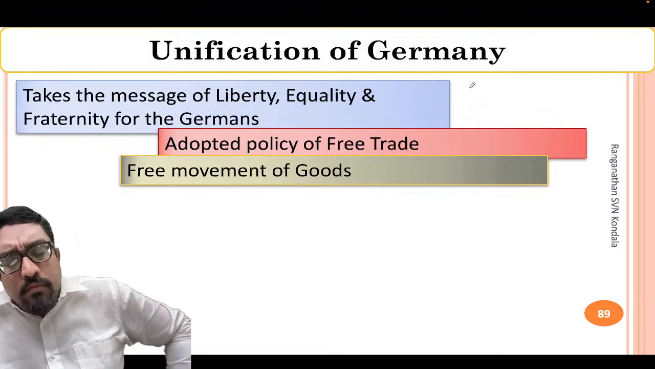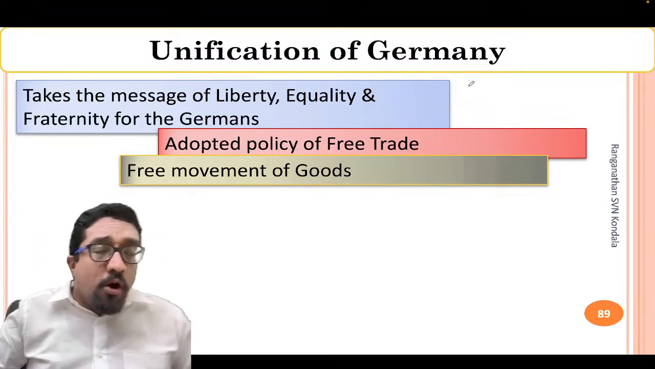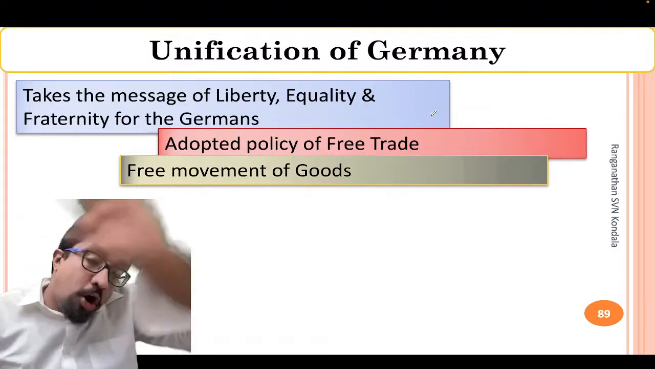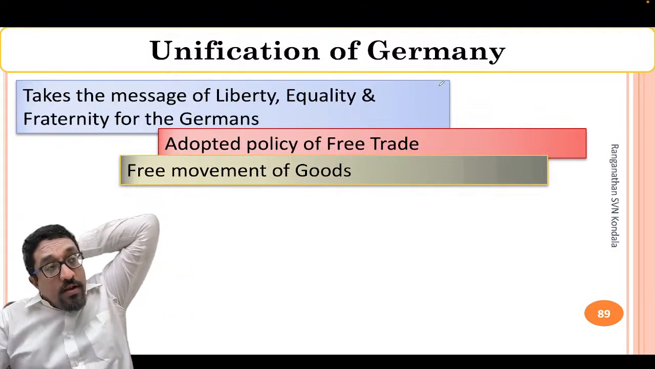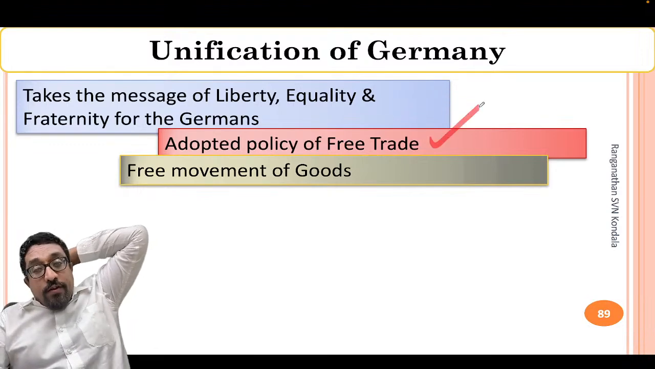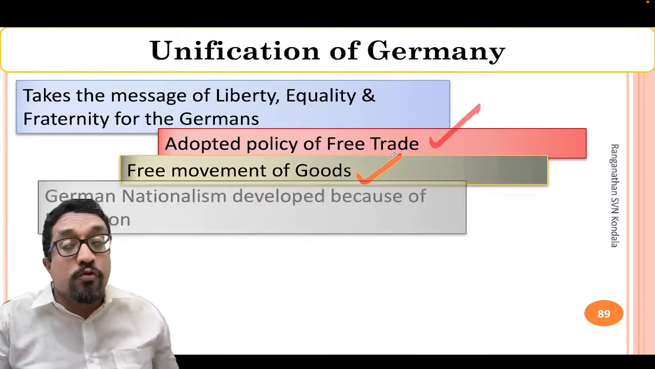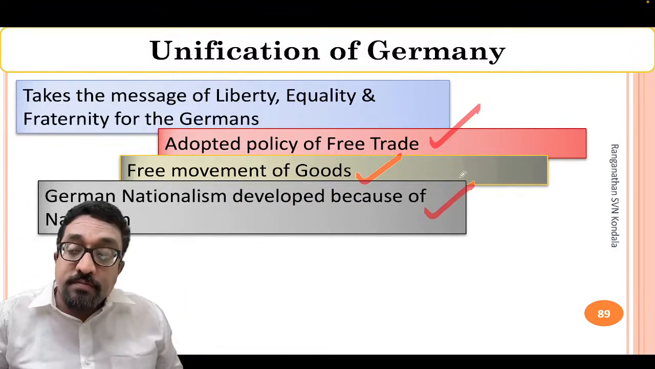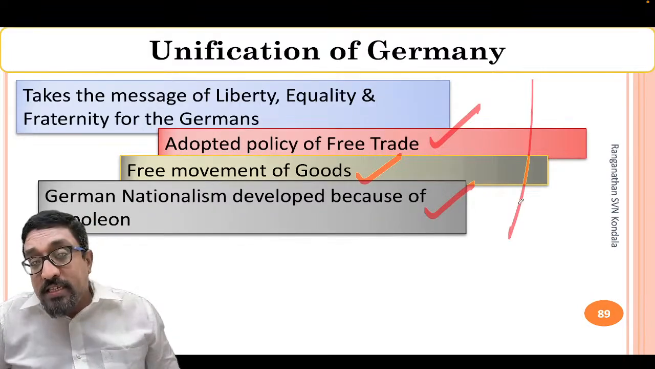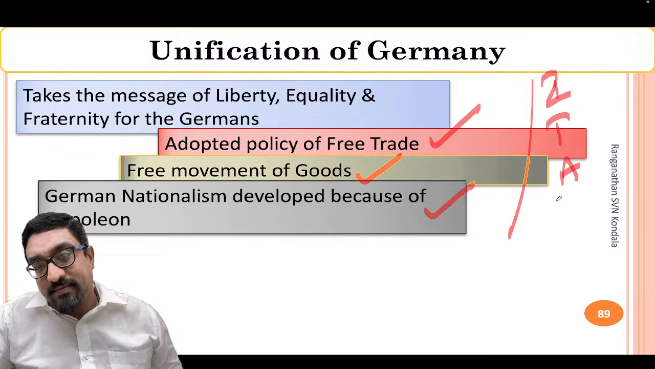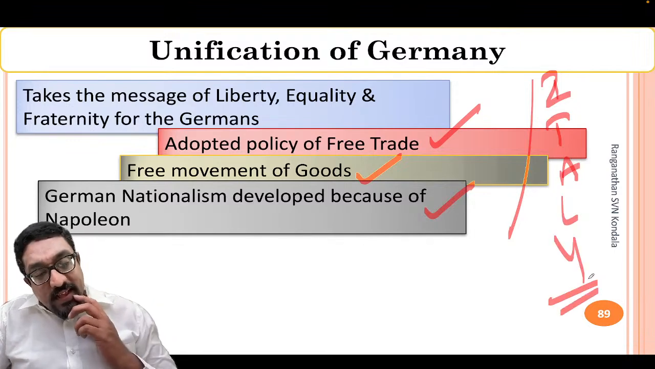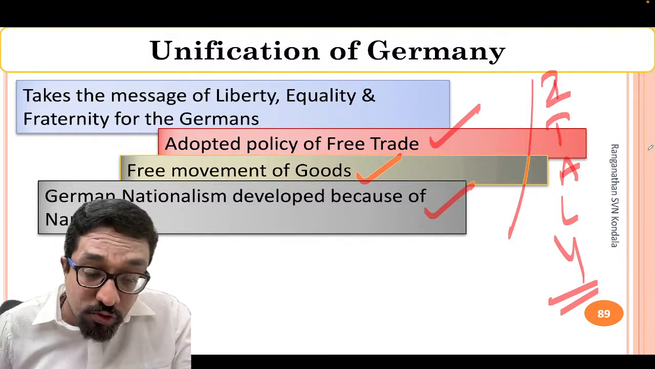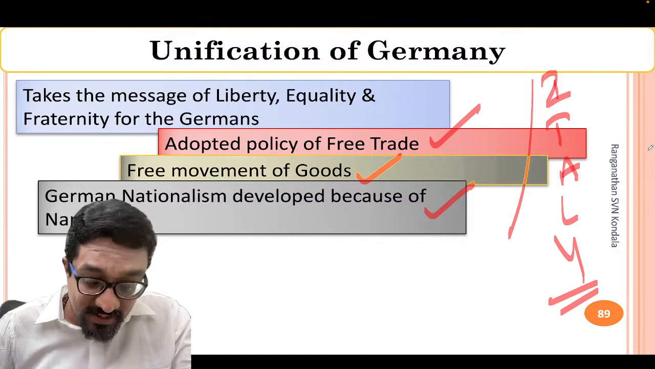Slowly, until the unification issue, until the Austrian-Prussia dispute is resolved, the German nations, all the three, Austria, Prussia, and Rhine, together planned for a free trade policy. Then slowly free movement of goods. Eventually, the German idea of nationalism started to grow. See, this is exactly same as Italy, right? In Italy also this is what happened, no? First, slowly, they got economically integrated, and then they started to develop politically and socially. Right?